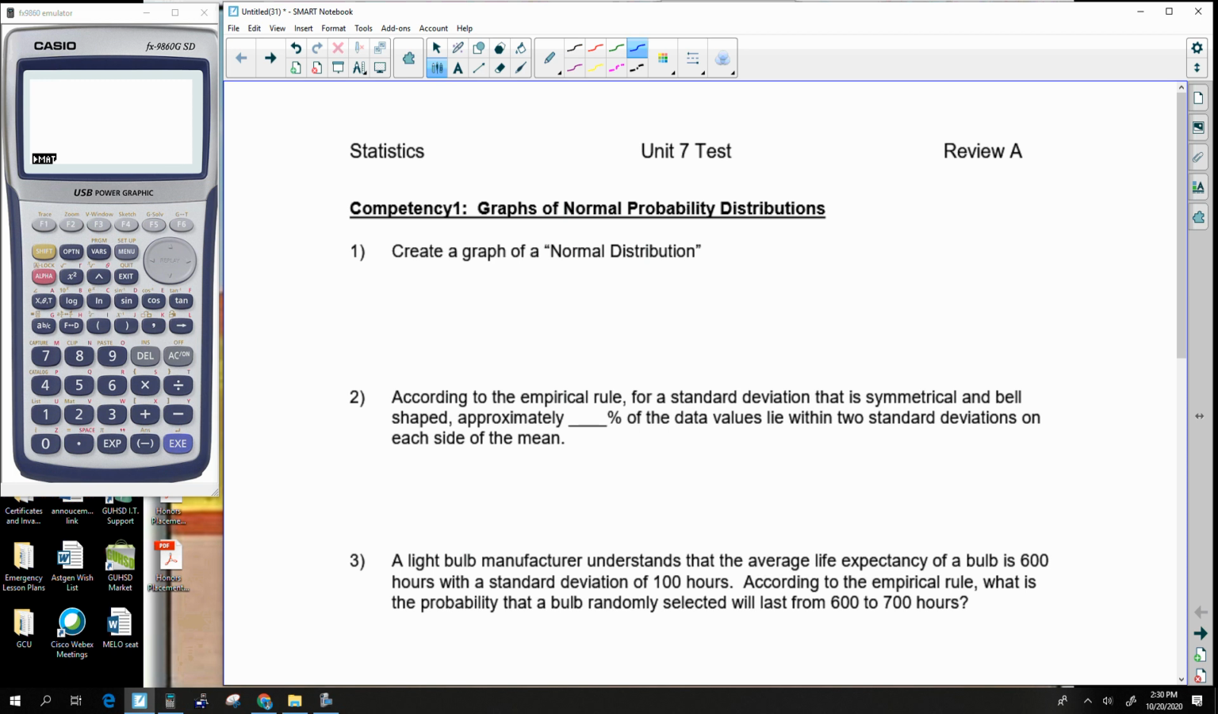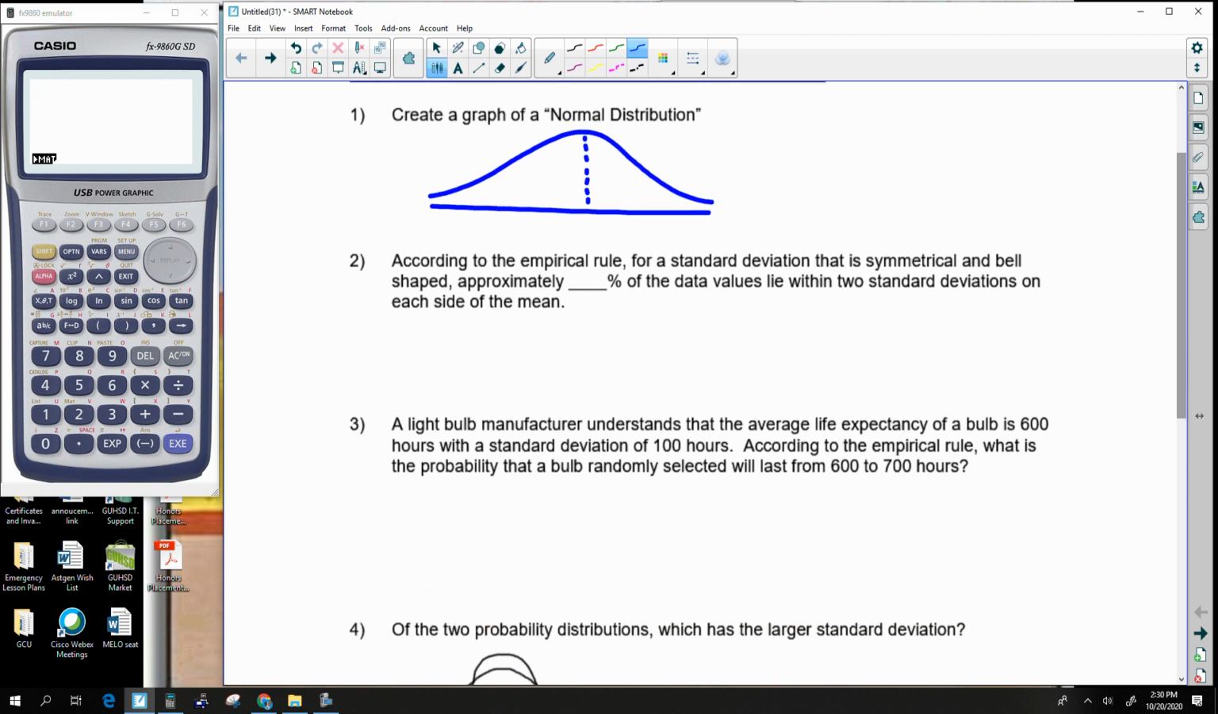Question 1. Create a normal distribution. A normal distribution is a curve that bows up in the middle and gets lower as you get to the sides. It doesn't curl back up. It doesn't lean to one side. It's straight up like that. So that is what a normal distribution is. Okay, on with the empirical rule.